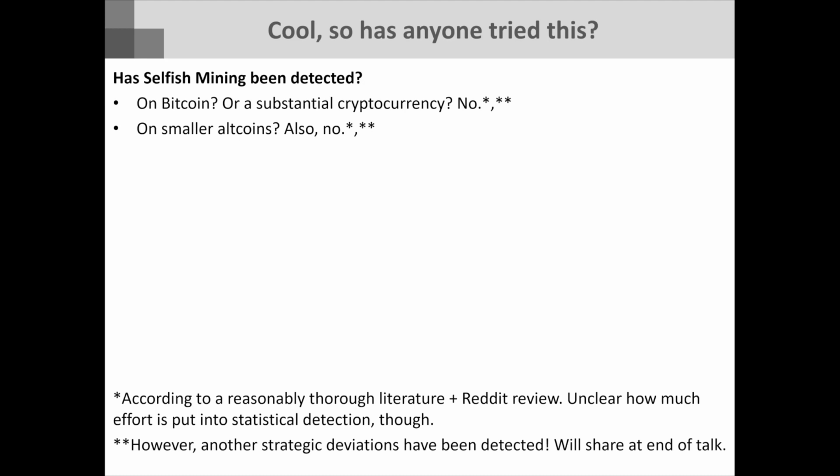People in this room are probably better at understanding this than we were, but we did a pretty thorough literature review, and we even looked on Reddit, trying to investigate claims that something had happened and figure out what actually happened. I feel we did a reasonably thorough job, but it would not shock me to learn that there's some community we didn't learn about that had detected something. But my understanding is that even on altcoins, no one has detected it and presented evidence and talked about it.